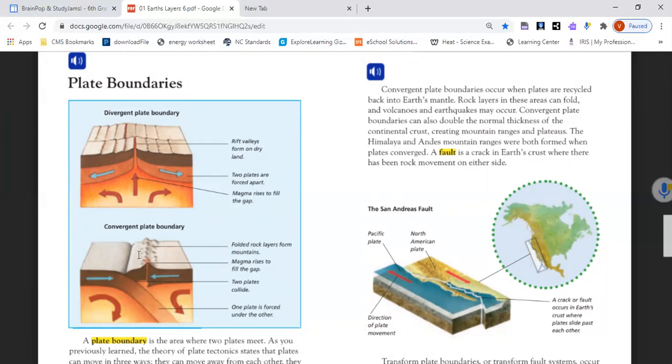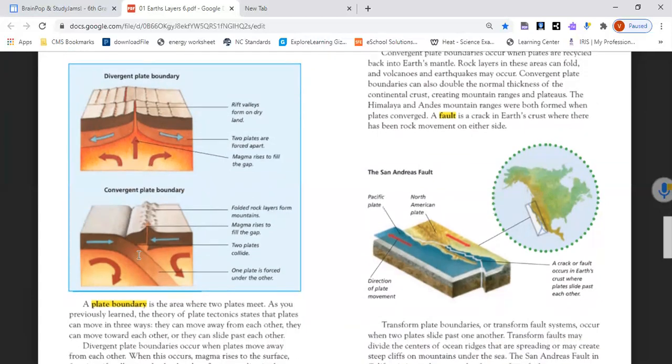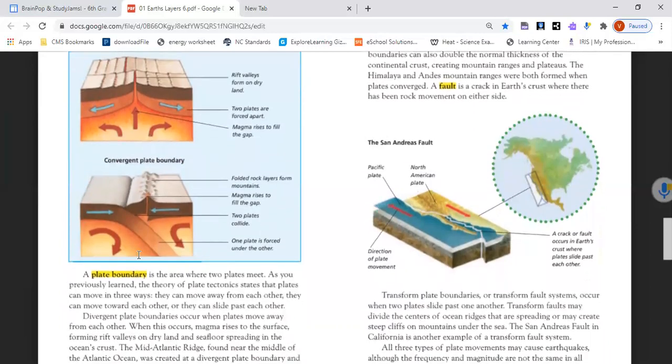What is a fault? A fault is a crack in the Earth's crust where there has been rock movement on either side. So whenever you see a fault, it's just a crack in the Earth's crust. It's an opening of sorts. That's how you have to understand it. Now, the San Andreas fault is a fault. What is a fault again? It's a crack in the Earth's crust.